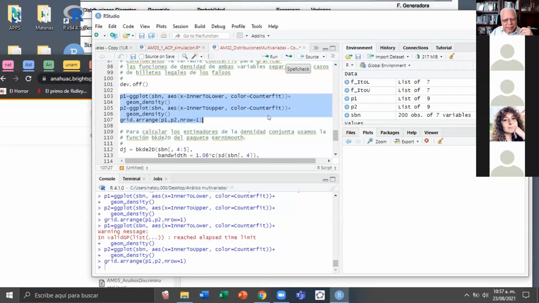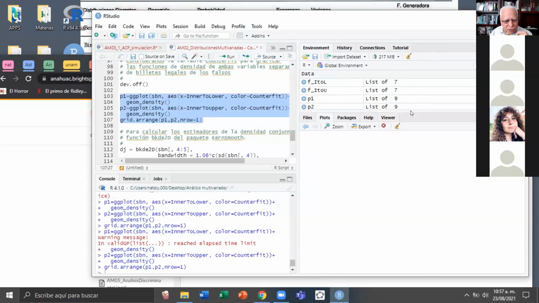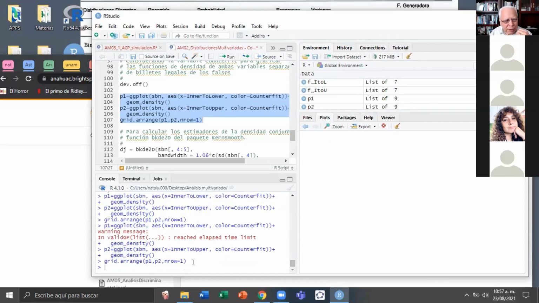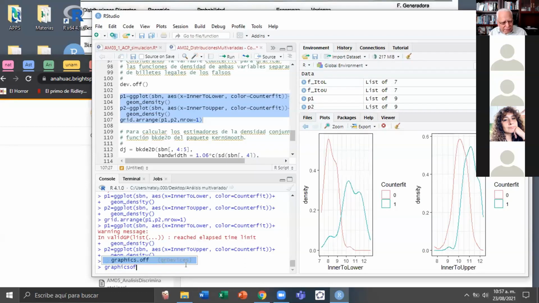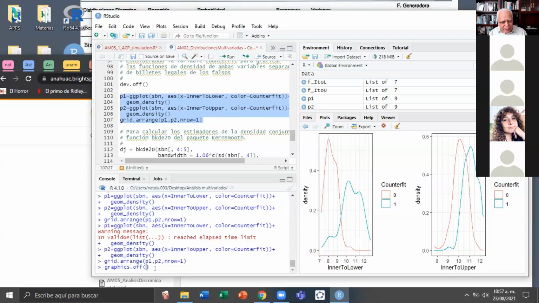Let's see. Can you make your plotting area a little bit wider? And type down in the console graphics.off. Graphics dot off, before the off. There you have it, graphics.off. This one? Off. Yeah, select that one. That's it. Then enter.